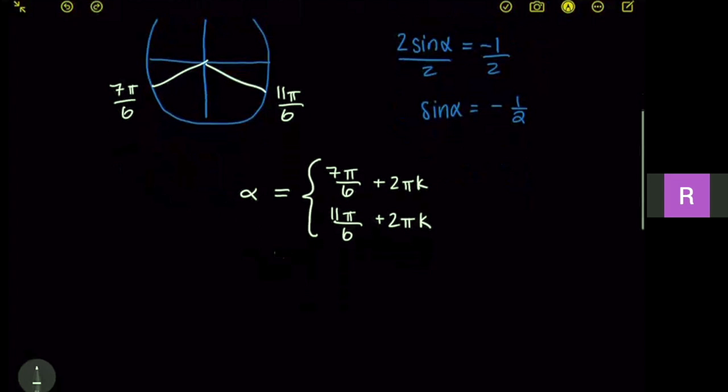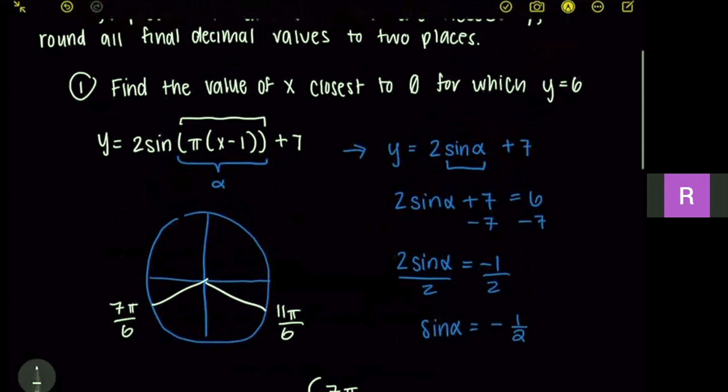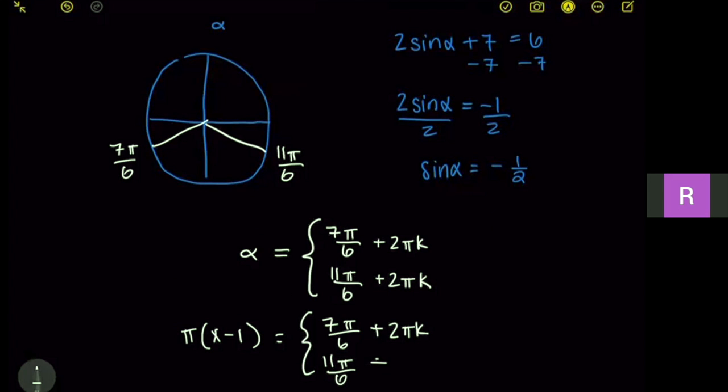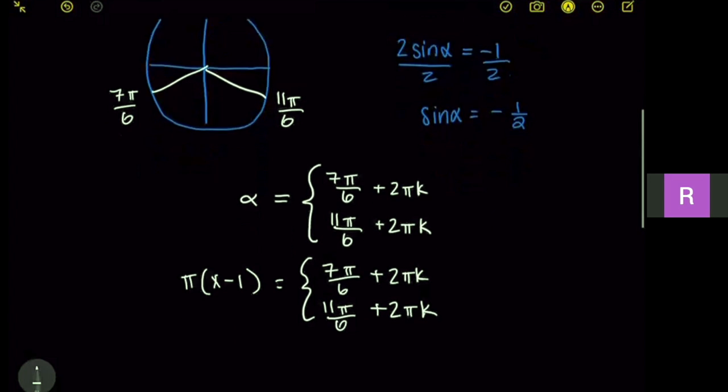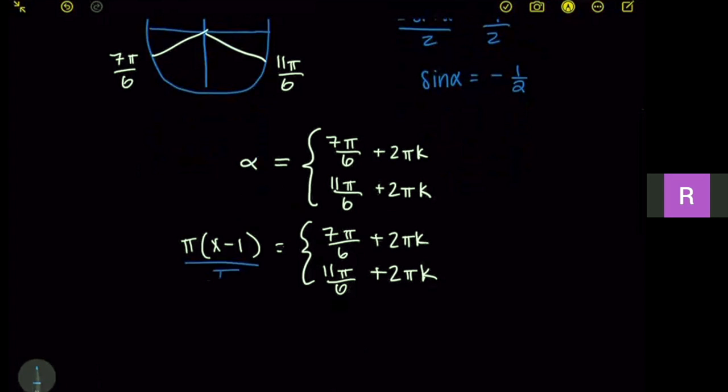What we can now do is substitute in what alpha is equal to, which we know up here: alpha is pi times x minus 1. So we're going to have pi times x minus 1 equal to this same thing, 7 pi over 6 and 11 pi over 6, both plus 2 pi k, sorry. So now we can remove pi from the equation by dividing by pi on both sides, which is the same thing as multiplying by 1 over pi.